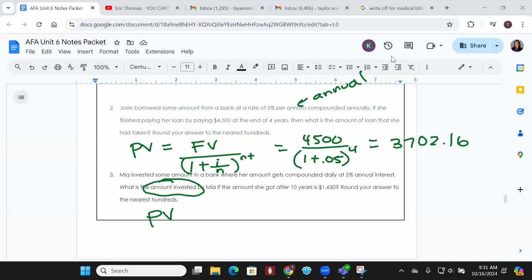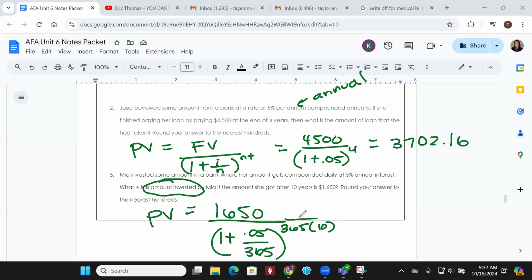All right, so I plugged in all my numbers. Remember, it says daily. So instead of that N being 1, it's going to be 365. So for 10 years, we're going to plug in 10 for T. If we plug all this into our calculator, we should have gotten 1,000.81.